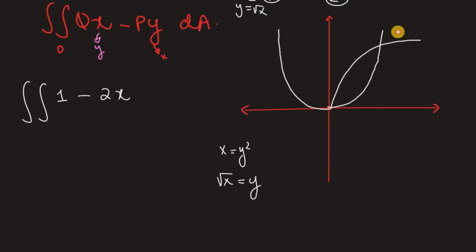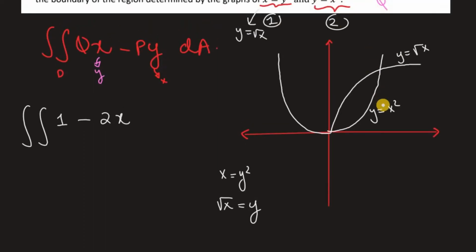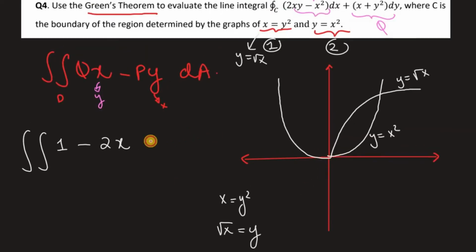So now you can see that this is y equals x squared, and this equation is y equals square root of x. That was square root, and this is square. So this means our region is the intersection of these two graphs, which is this region over here. Now it's your choice whether you want to go in the dx direction first, or in the dy direction first. It doesn't matter in this problem, because you're always between these two regions.